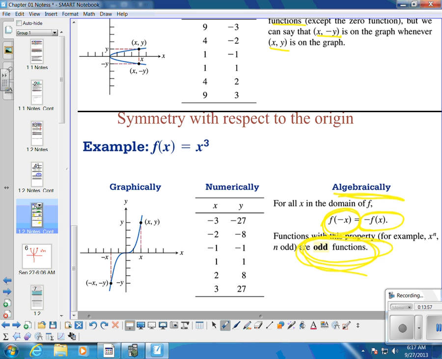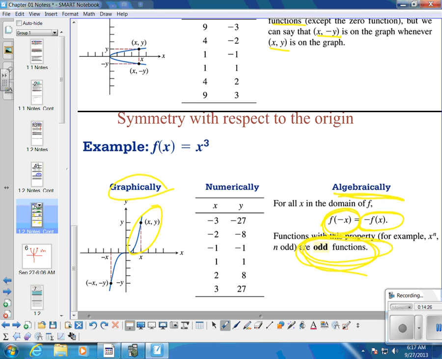Okay, so graphically, if you reflect your graph in the origin, your graph will line up on top of itself. So basically, every (x, y) value you have should be reflected to its opposite value, or the (negative x, negative y) value.